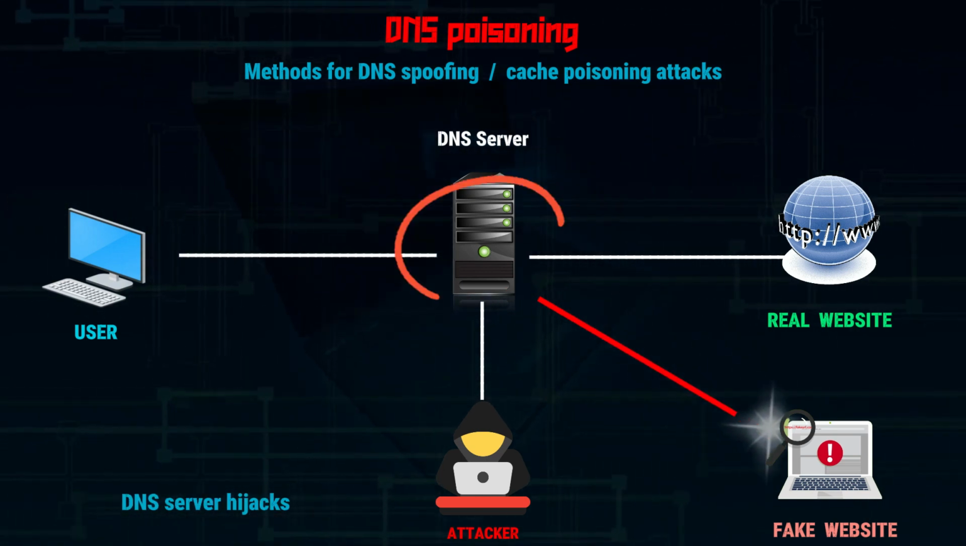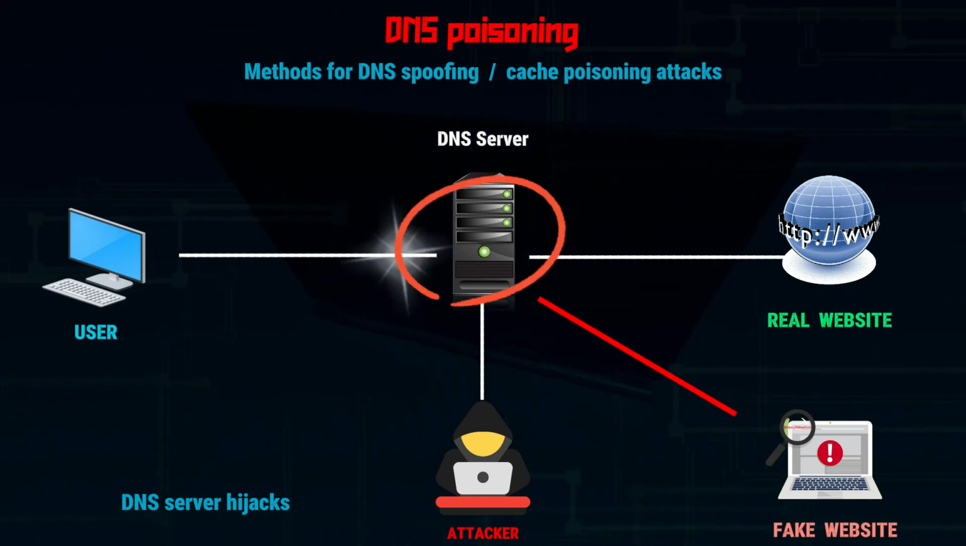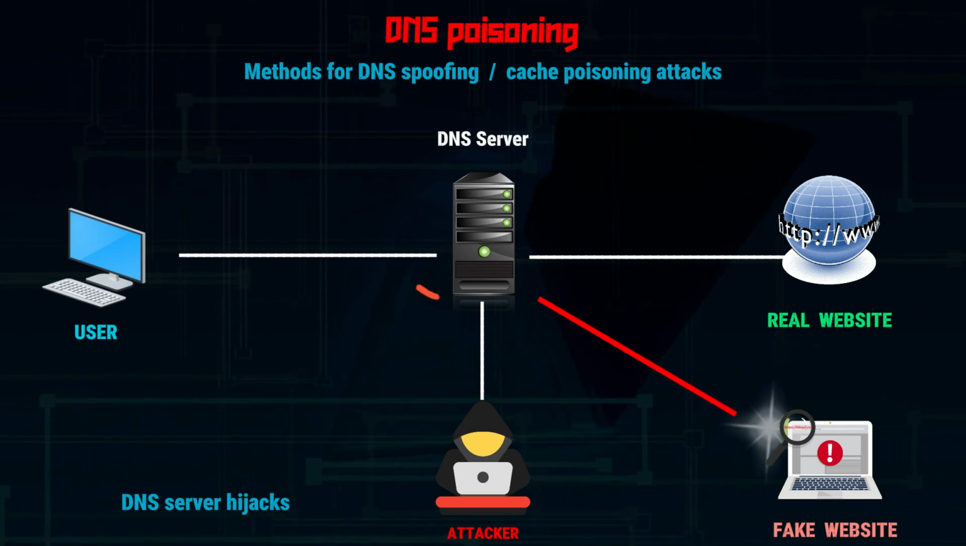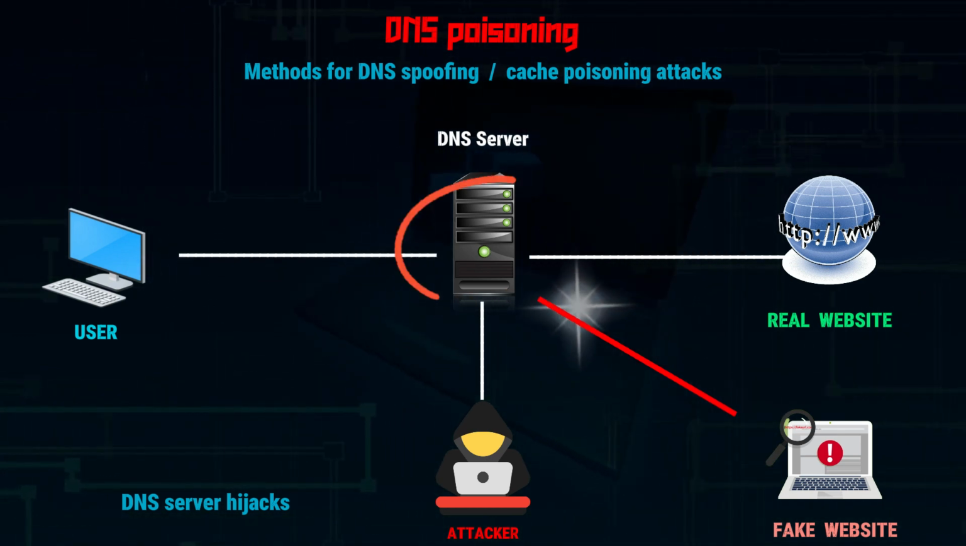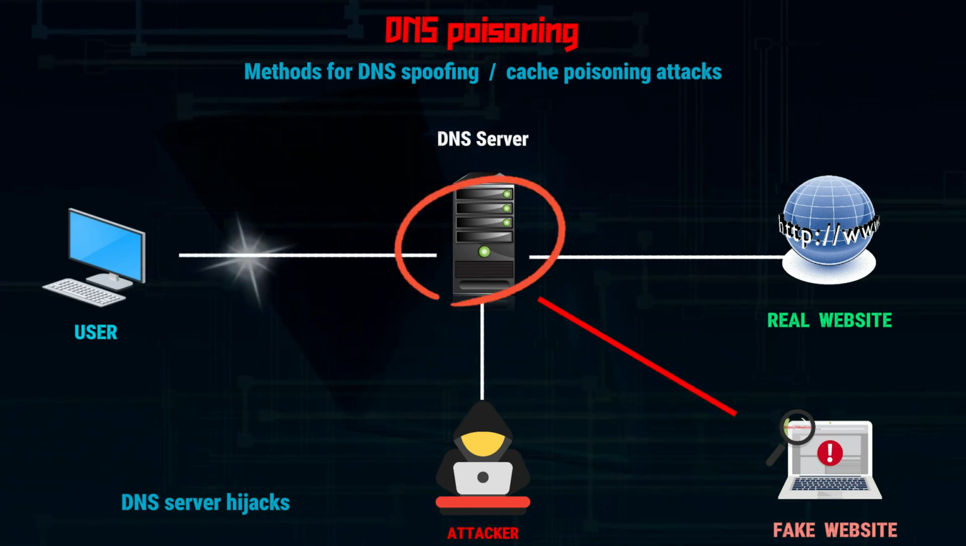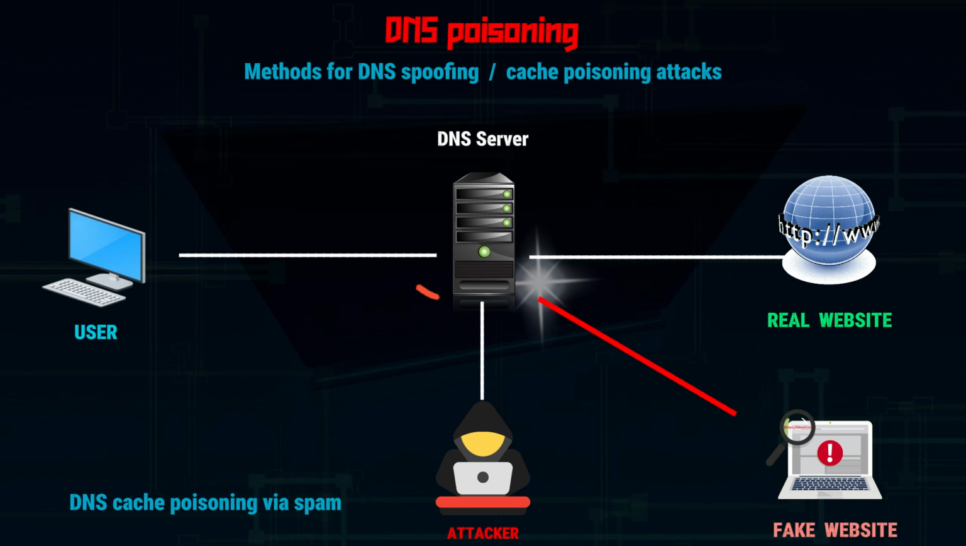DNS server hijacks. The criminal directly reconfigures the server to direct all requesting users to the malicious website. Once a fraudulent DNS entry is injected onto the DNS server, any IP request for the spoofed domain will result in the fake site.